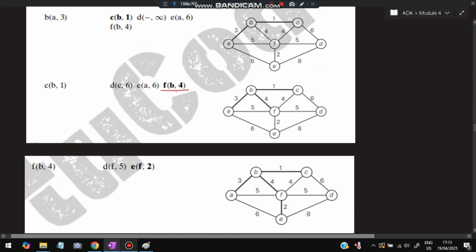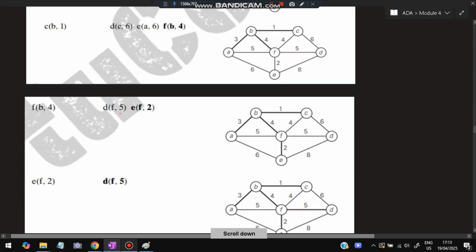We'll select F here. If we select F, again from F we'll calculate whichever vertices are not visited, which is D and E. So D and E, I'll be calculating how much it costs from F, 5 and 2. So I'll be writing 5 and 2, and after that we'll take any of them. We'll take E in this case. So from E I can reach D via 8 cost, but previously from F I can reach via 2 cost, right?